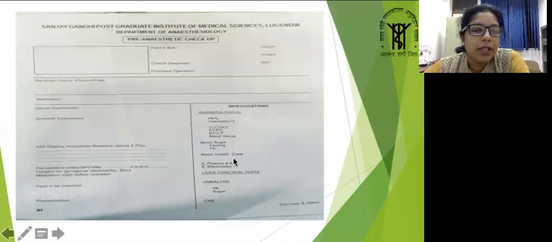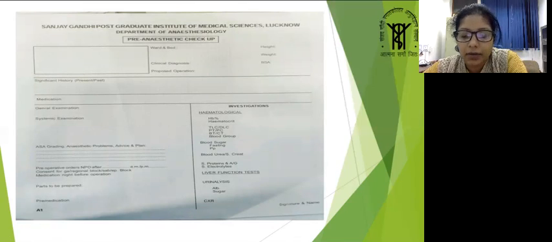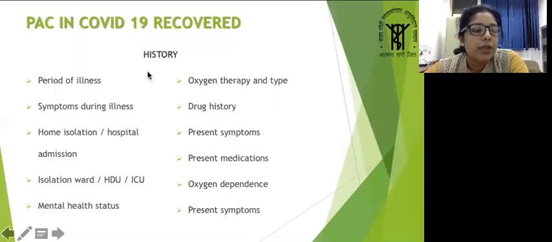Now, this is our routine PAC form which we have, but in COVID recovered patients, we will need to gather some more information from patients and available records. So in history, we should ask for the period of illness, what symptoms were present during illness, whether the patient was in home isolation or hospital isolation, if in hospital, whether he was in isolation ward or HDU or ICU, what was the mental health status at that time and presently, what oxygen therapy he was on, if he had oxygen requirement, what was the drug history he was taking, that we can take from records also because all patients might not be knowing this, what are the present symptoms and present medications of the patient, is he dependent on oxygen now also.